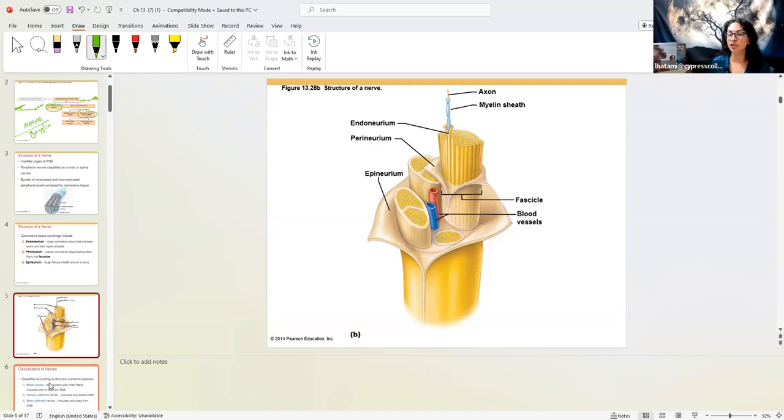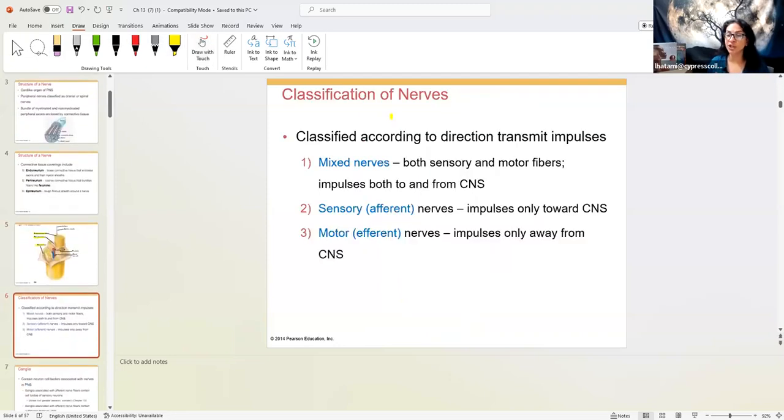The connective tissue covering the whole nerve as an organ is called epineurium. The connective tissue covering each nerve fascicle is called perineurium. And the connective tissue covering each nerve fiber or axon is called endoneurium. So we discussed the nerve structure before, and based on their function, we divided nerves into mixed nerves, sensory nerves, and motor nerves.